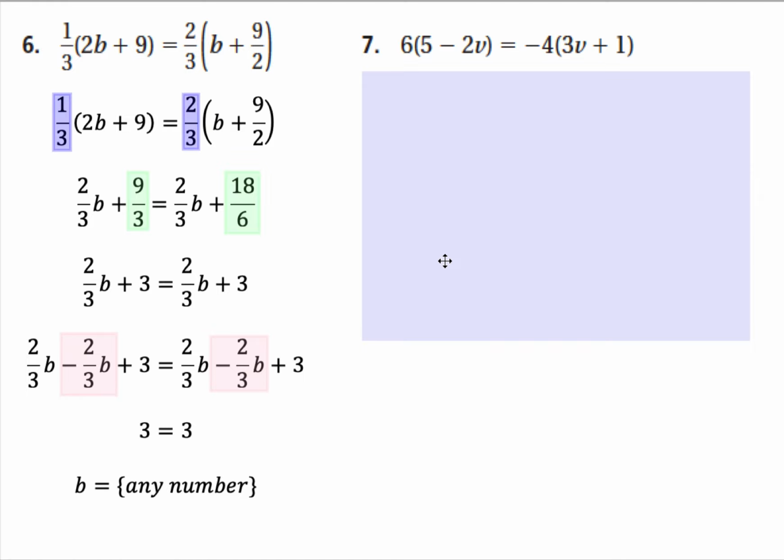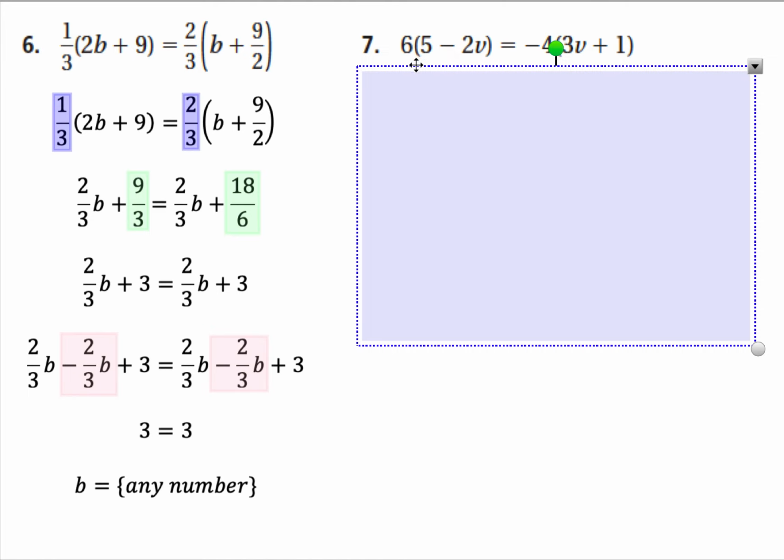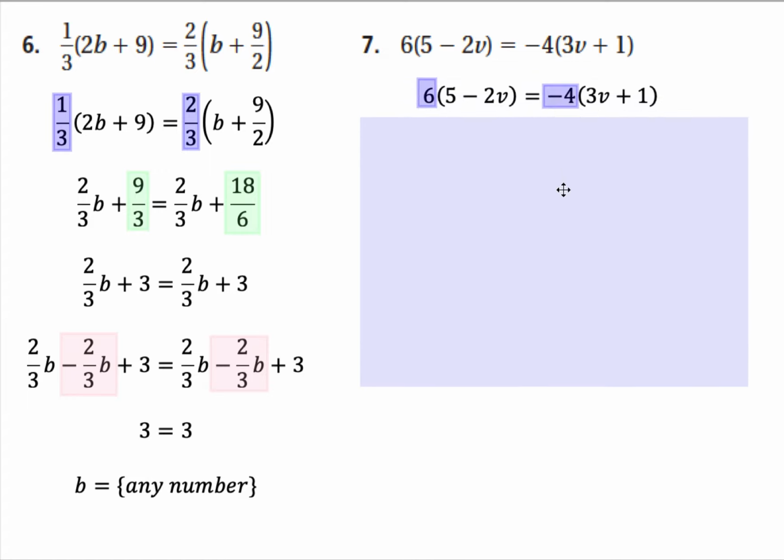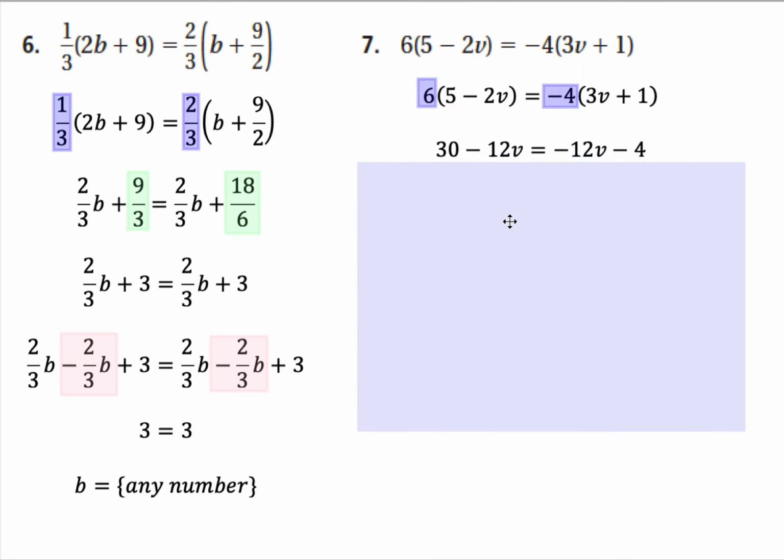Okay, let's look at the next example. 6 times 5 minus 2v equals negative 4 times 3v plus 1. Now with the parentheses, we'll of course want to distribute the 6 into the parentheses on the left and negative 4 into the parentheses on the right. 6 times 5 is 30, and 6 times negative 2 is negative 12. Negative 4 times 3 is negative 12 with a v. Negative 4 times 1 is negative 4.